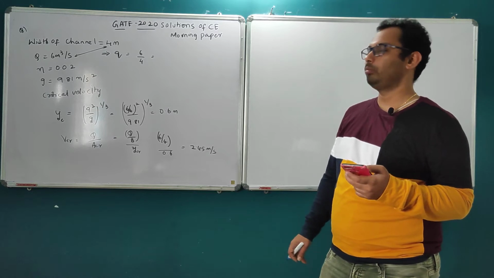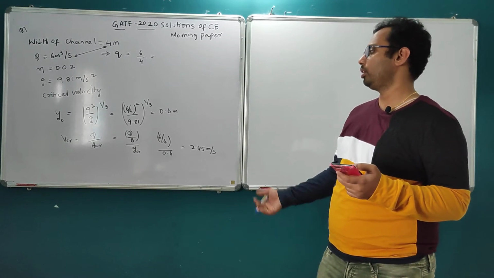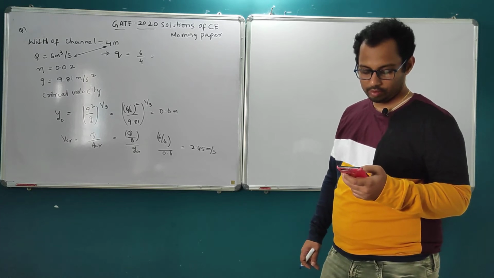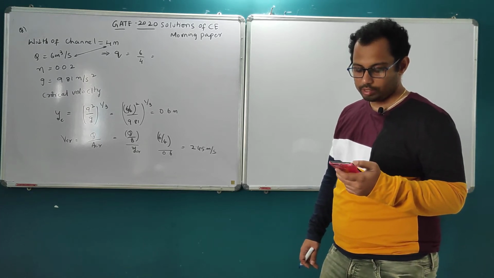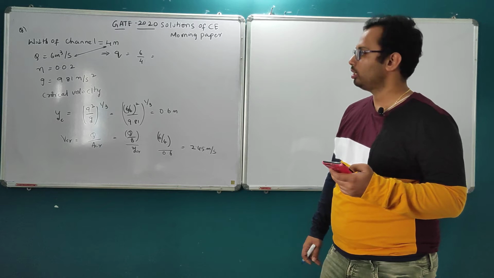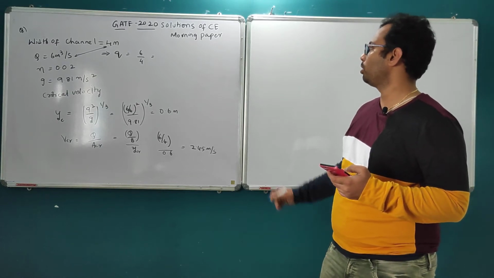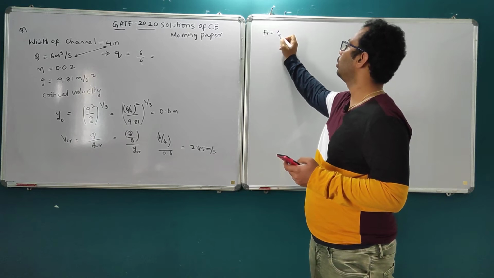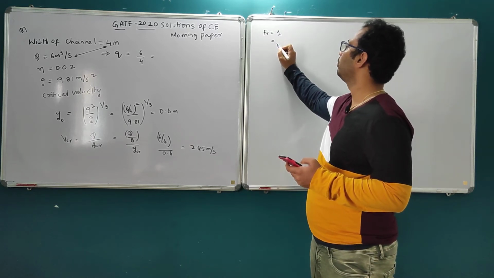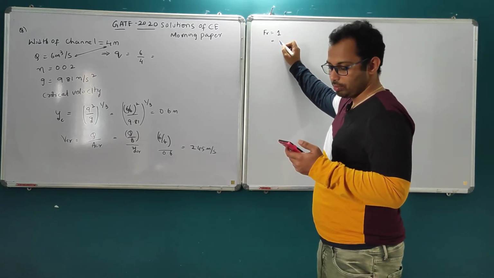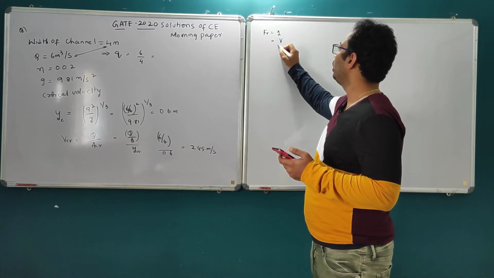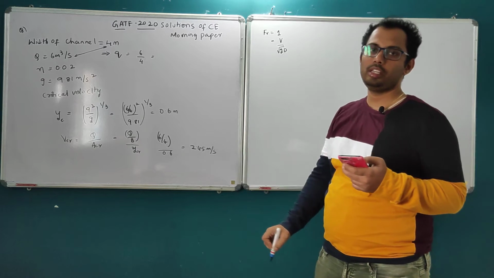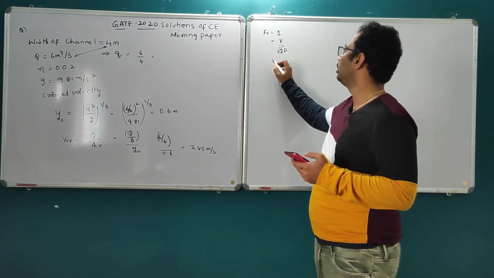So Vcr is nothing but Q by Acr, that is nothing but q by Ycr, that is 2.45. Okay, this is one way of doing. So another way is also there, equating the Froude number to 1. What is the Froude number generally? Froude number is given as V by square root of g into D. Okay, D is nothing but depth of the channel here.